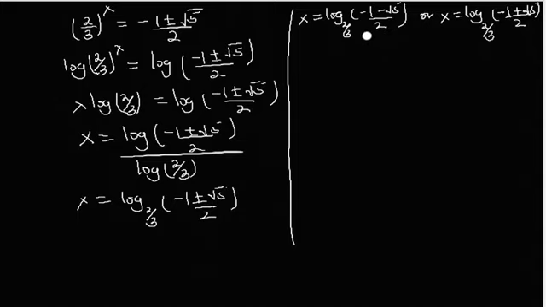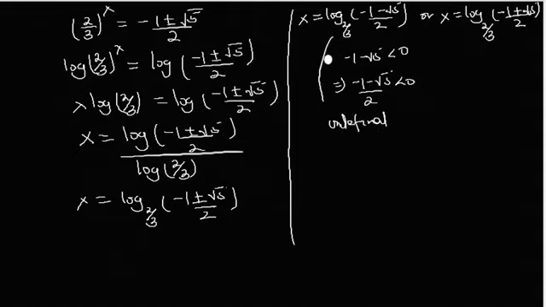A quick inspection of the first solution. We can see that -1 - √5 will be less than 0, which means (-1 - √5) / 2 is also less than 0. So the log of a negative number is undefined. So this value is undefined. Therefore, we have no real solution. Okay, so no real solution over there.